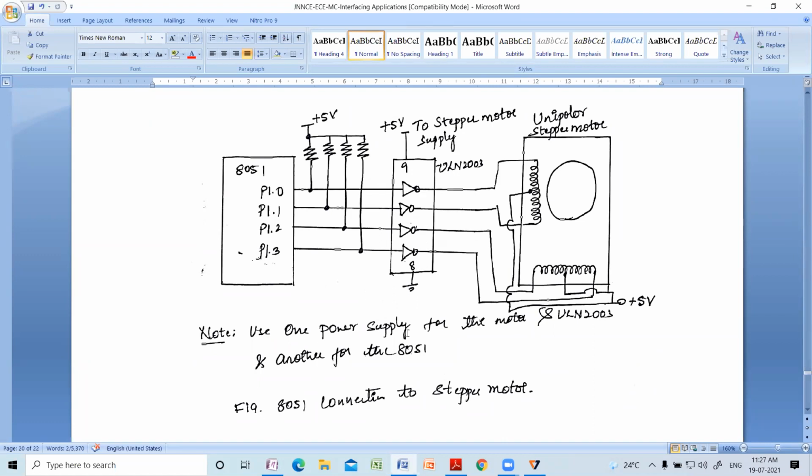Here you are using one power supply for the motor and ULN2003, and another for the 8051. You are using separate power supplies. This is the power supply you are using for the motor and ULN. Another power supply you are using for the microcontroller.